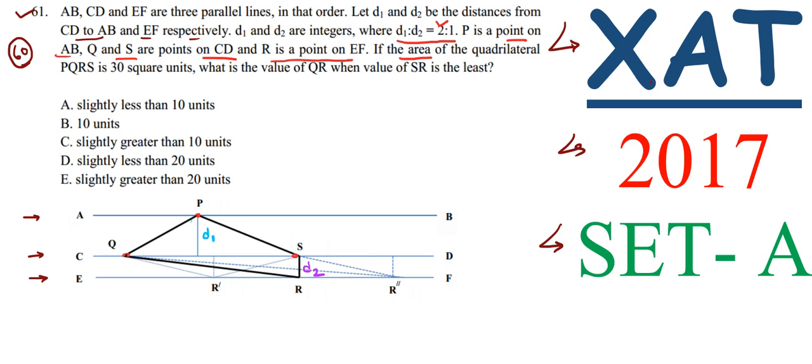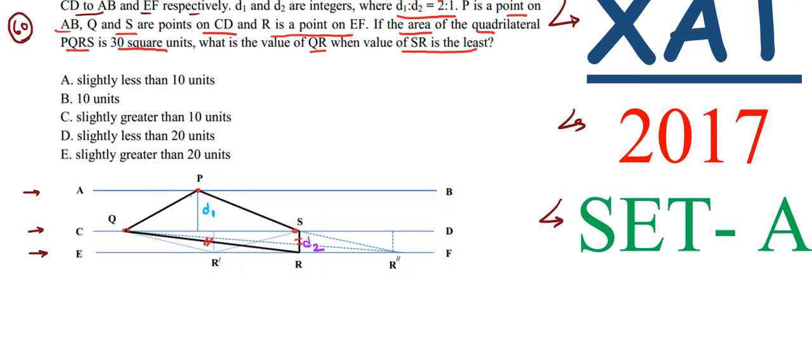If the area of the quadrilateral PQRS is 30 square units, what is the value of QR when the value of SR is the least? So we need to find the value of QR, that is this line, when the value of SR is least, and we have been given that the area of this whole quadrilateral PQRS is 30 square units.